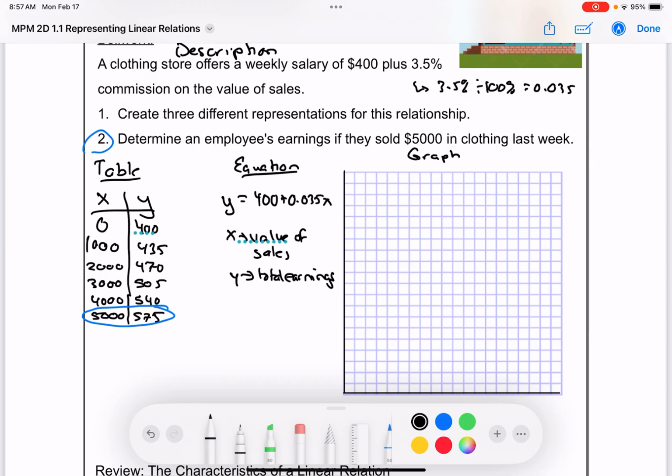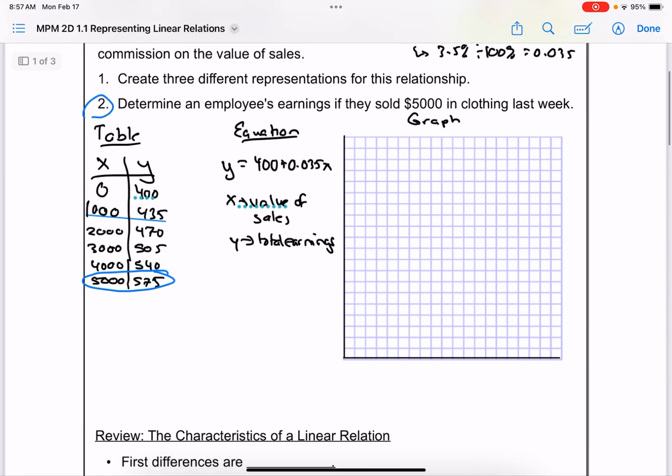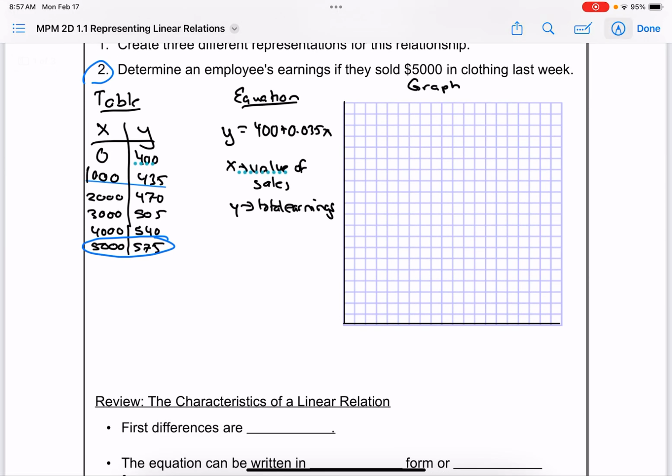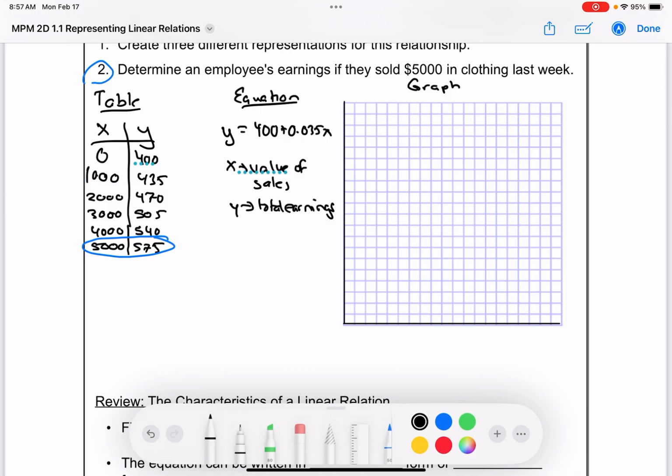The graph isn't great here because the numbers are kind of wonky. But we can just remember where you put things. So your x goes across the bottom. So this bottom part should be value of sales. And then up the side, you should have earnings. Okay, so 0. If you want to, you can use a break in your graph. I'm just going to spread it out and hope for the best here.